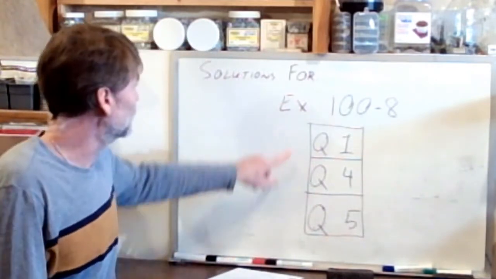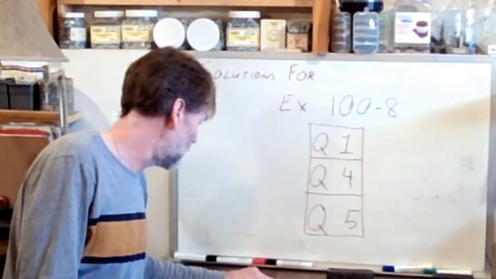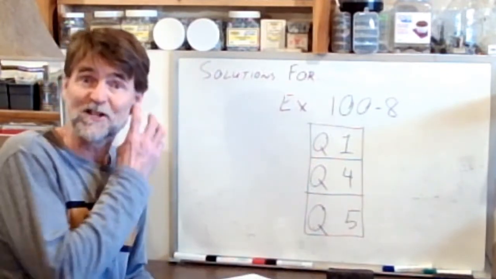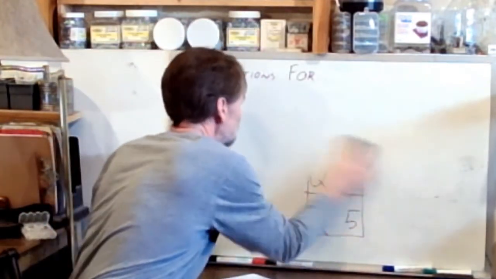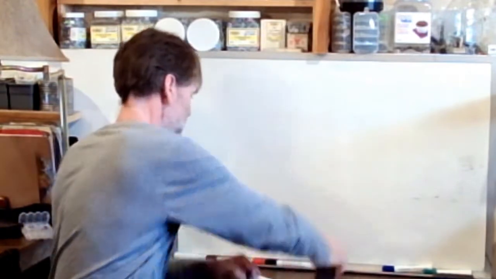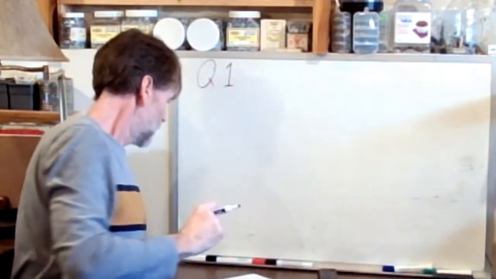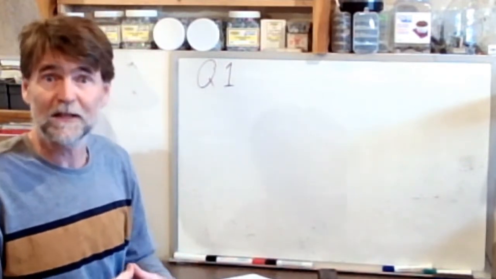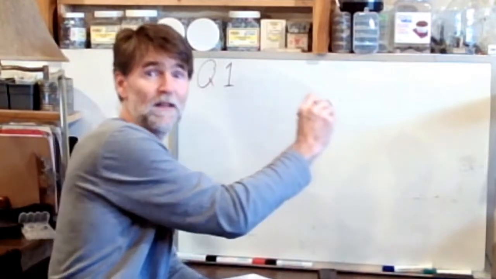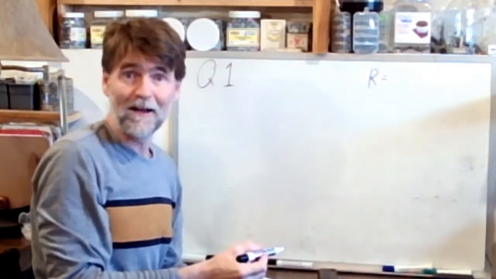So let's do that. We'll do question 1, question 4, and question 5 here on the exercise sheet 100-8. Okay, so question 1. All of these are about the resistance of a conductor. So for all of these, the equation is going to be R equals KL over CM.